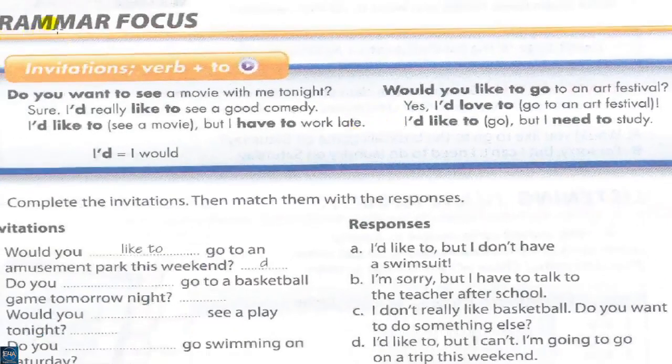Exercise 8, grammar focus. This is for grammar. Invitations, verb plus to. Invitations, to invite somebody, to invite someone. To invite someone, you can say, do you want to? Do you wanna? Do you wanna see?